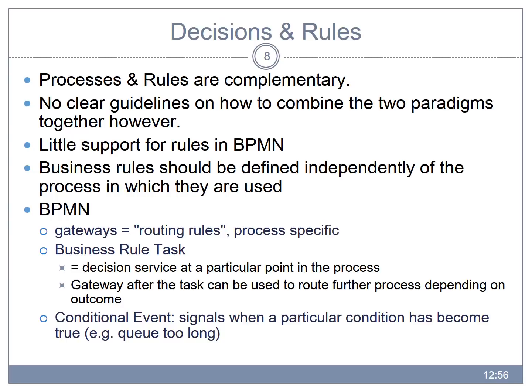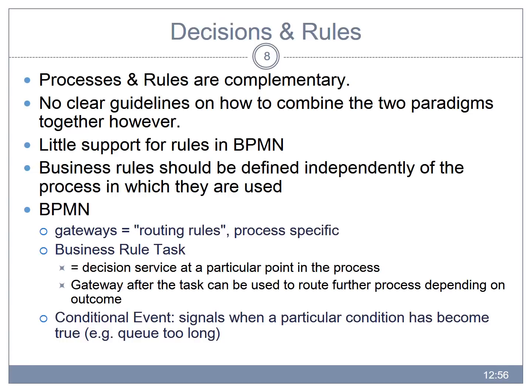A way to have process-independent rules is to make use of the business rule task. This is a task that is actually a decision service that you can call at a particular point in the process. And it allows you to call upon a service that is outside the process and where rules are checked. And this task can return a value true or false. And so after the business rule task, you can put a gateway and you can use that gateway to test the outcome of the decision process and then route your process in the right direction.